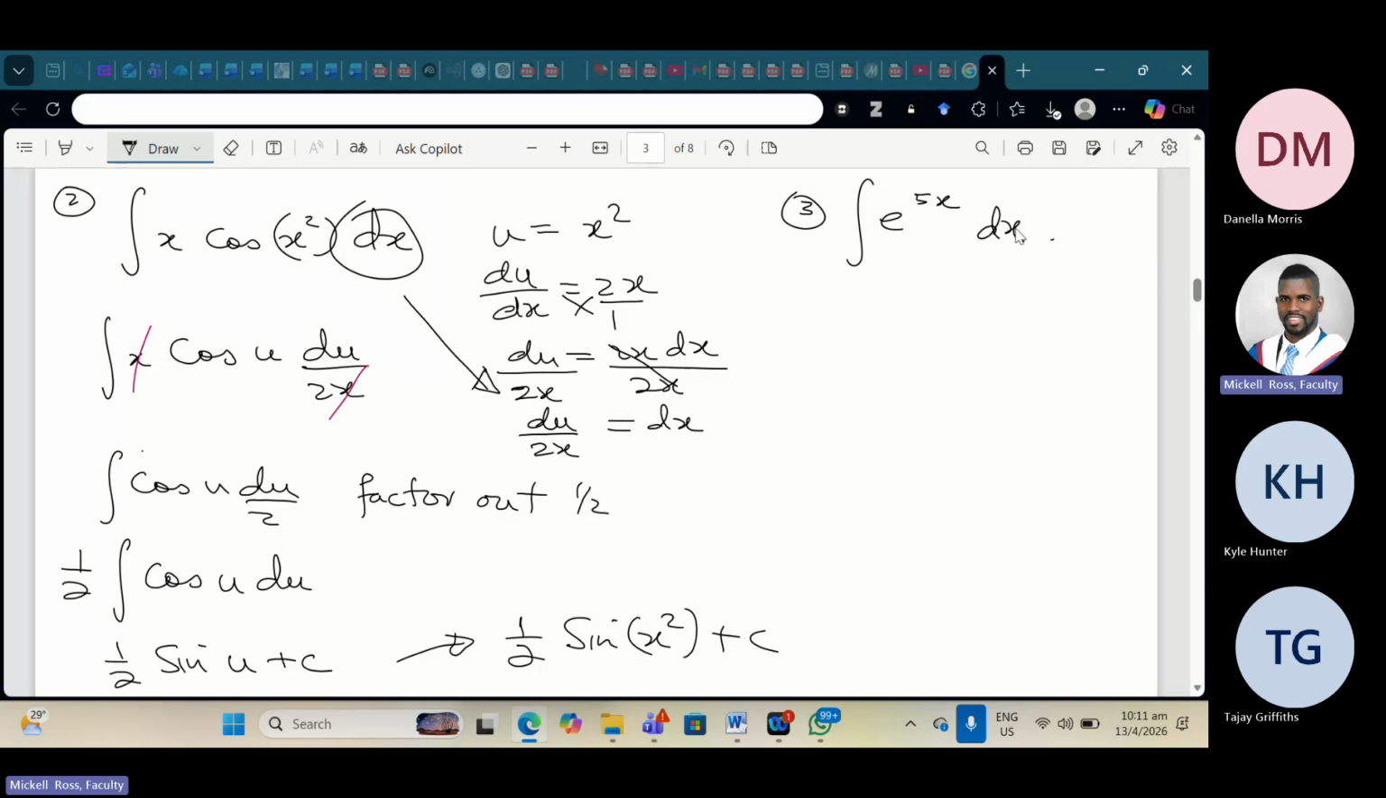And I'm going to ask you to try this one. Whatever is in the power, that is what you're going to make your u. So 5x is your u. Go ahead with this one. Let me just write it there. U is equal to 5x. So try that one for me, please.